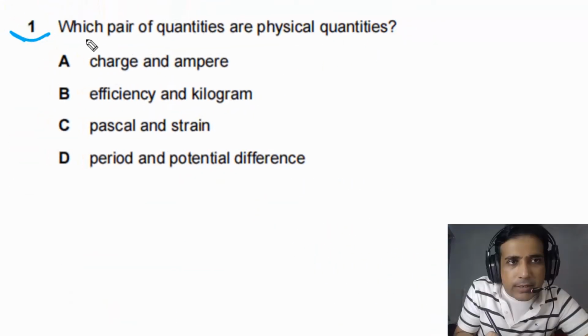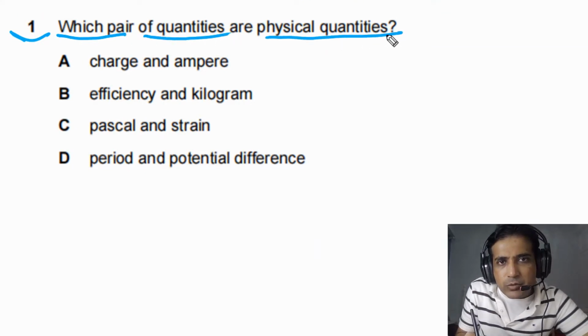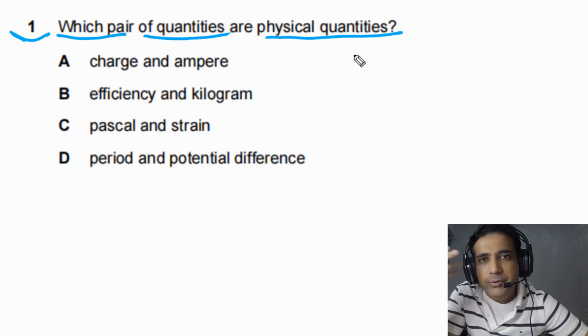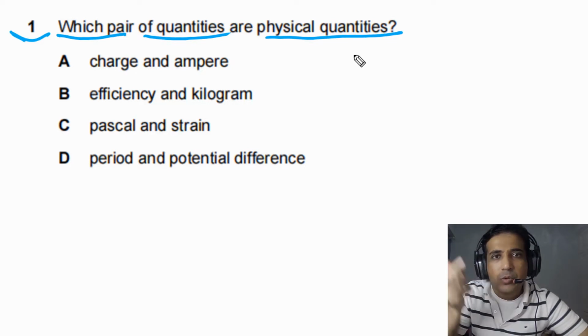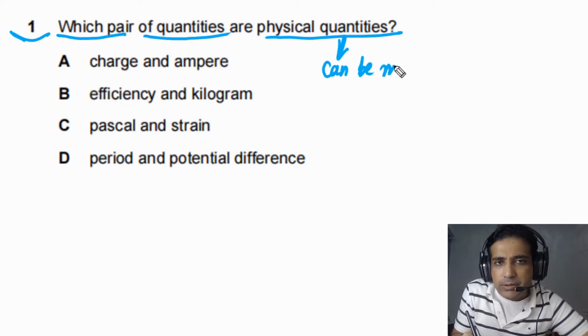For question number 1, we need to find out which pair of quantities are physical quantities. First of all, let's try to understand what is a physical quantity. A quantity is a physical quantity if it can be measured. We can call that quantity a physical quantity.